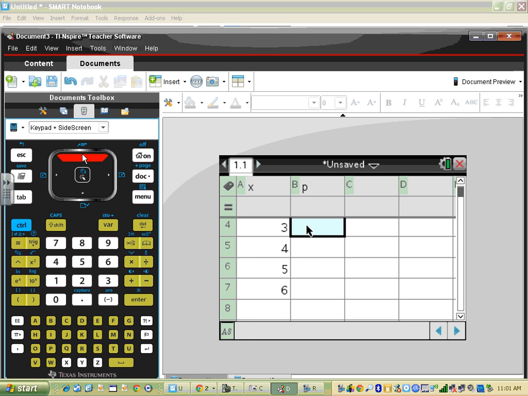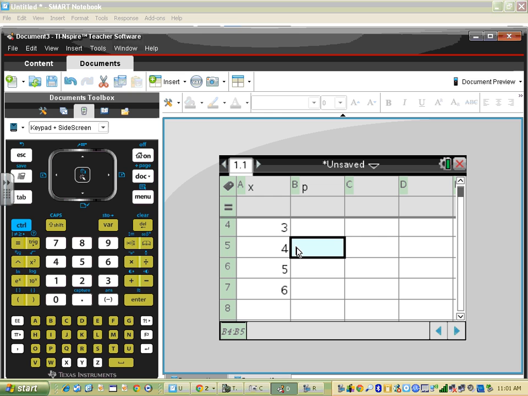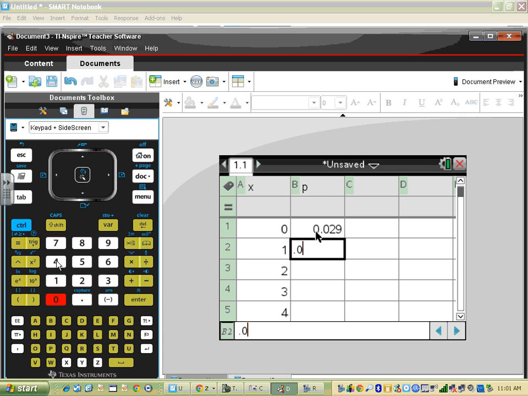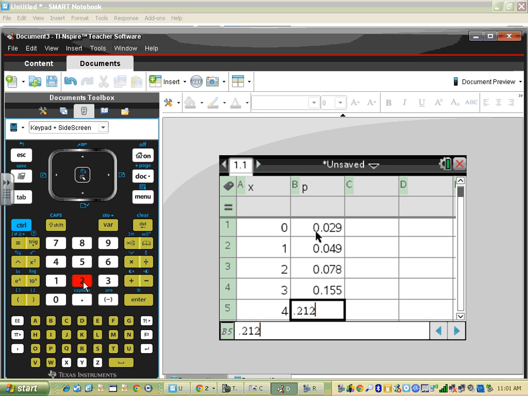Okay, back over here. My computer and my smart board don't like each other. They're kind of like enemies. So we got 0.029, 0.049, 0.3, what was next? 0.078, 0.155, enter. 0.212, enter. 0.262, enter. And 0.215, enter. Okay, everybody with me so far?